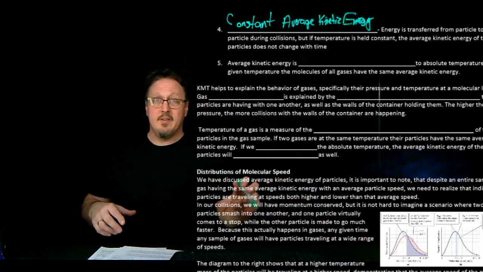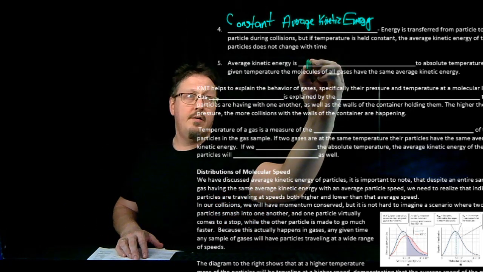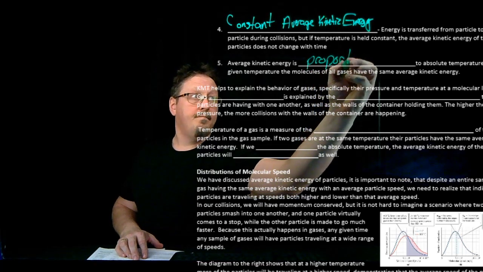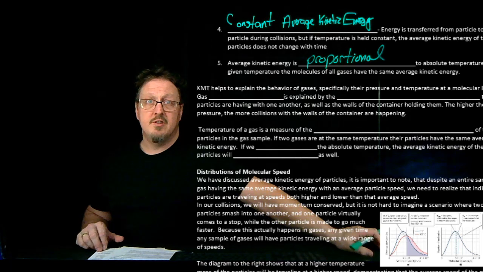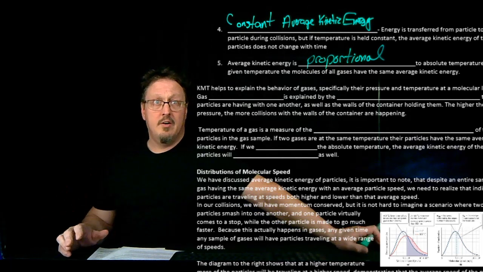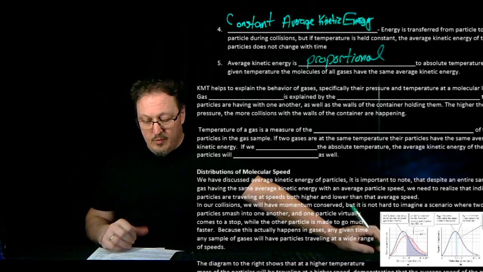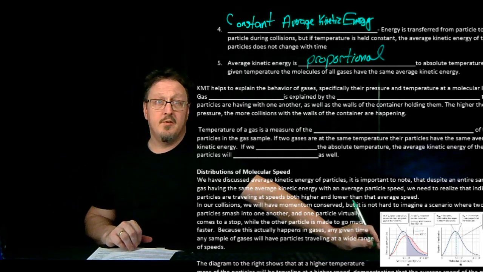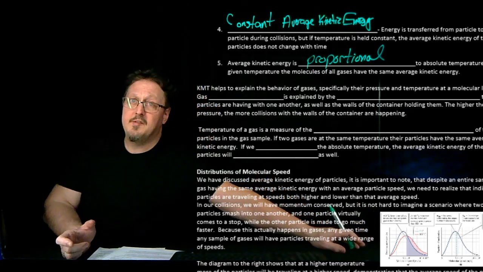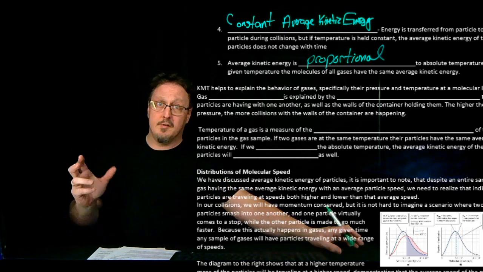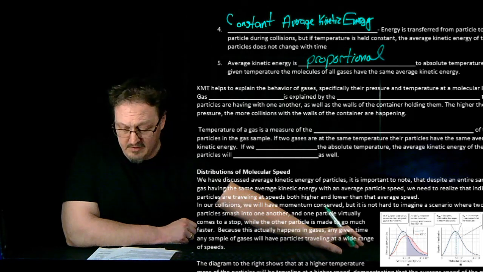And then the last point that I want to say here is that average kinetic energy is proportional to the absolute temperature. At any given temperature, the molecules of all gases have the same average kinetic energy. So that's kind of a big deal. What that does for us is we can take those fundamental precepts and say that KMT helps us to explain the behavior of gases, specifically their pressure and their temperature at a molecular level.